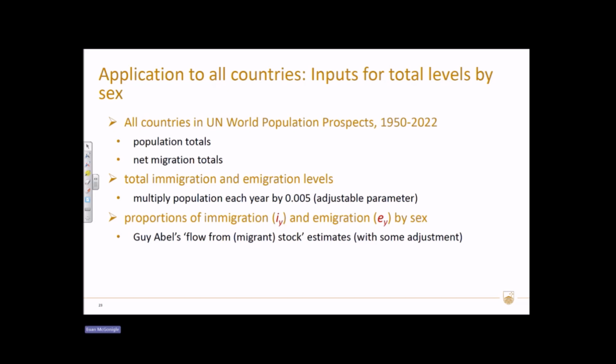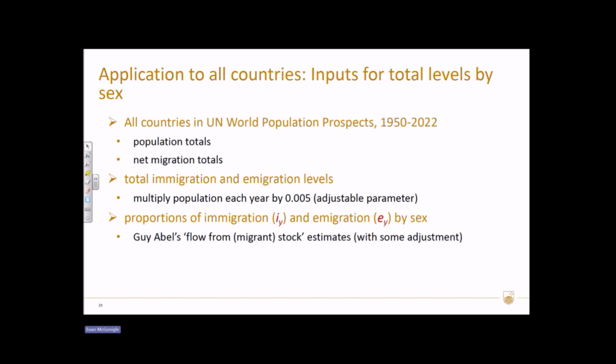Sometimes it's a problem when it's too low rather than too high. And then for proportions of immigration and emigration, we use Guy Abel, who was a student and researcher from here originally, who's done this stock to flow estimates, and he's done it by sex. So we were able to get origin destination proportions.